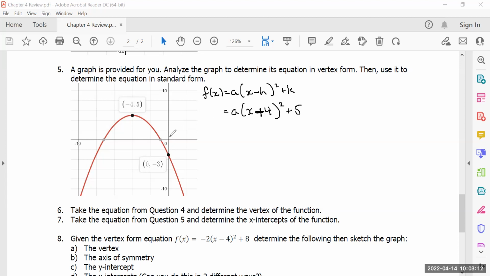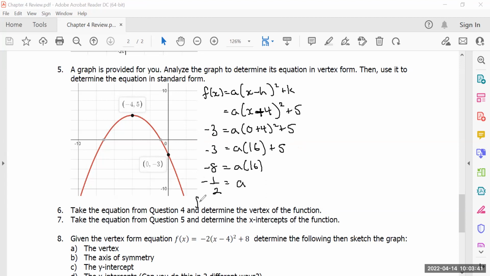To do that, we need some other point. I give you (0, -3). So my y value is -3 when the x value is 0. This means 0 plus 4 squared is 16. Minus 5 from both sides, -8 equals a times 16. And so a must be -8 divided by 16, -1/2. So my vertex form is -1/2 (x plus 4) squared plus 5.